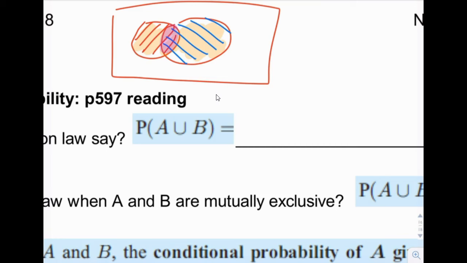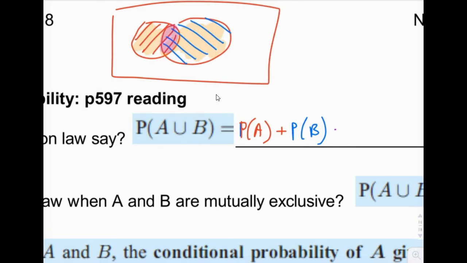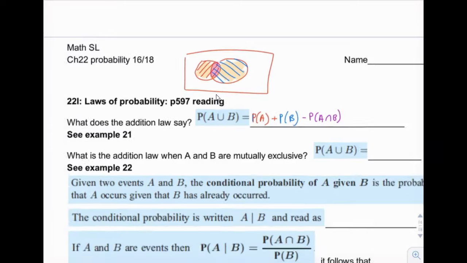So basically what you do is you say, oh, it would be the probability of A, which is the red part, plus the probability of B, which is the blue part, and then I would subtract out the double counted part, which is the intersection of the two. That's what the addition law says.